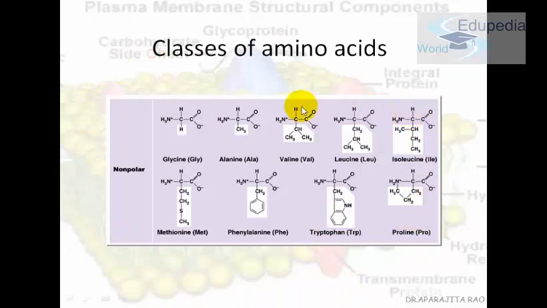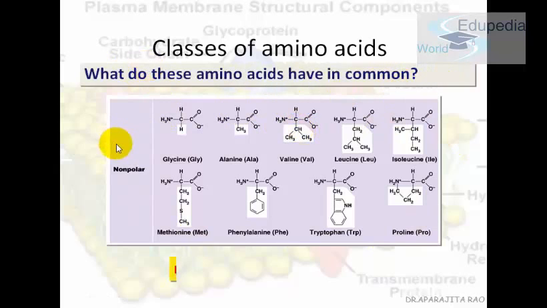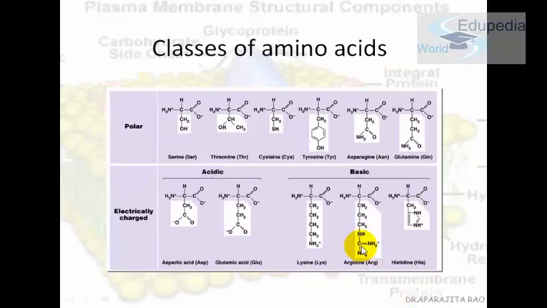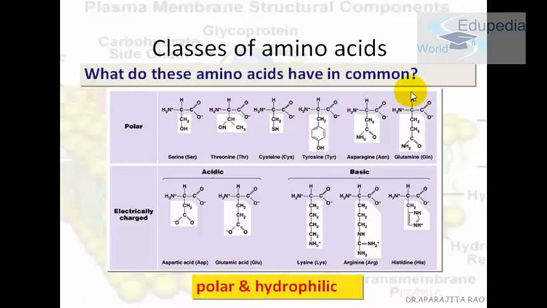So this is one class. What is common in all these? They are all non-polar and hydrophobic in nature, so they will be the tail part. And what is common in all these amino acids? They are all polar and hydrophilic, so they will be towards the water. Philic means loving water.